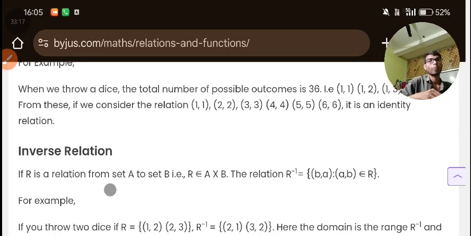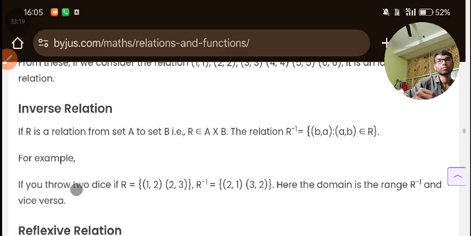What is the inverse relation? If R is a relation from set A to set B, R belongs to A cross B, the relation R inverse would be what? (B, A). So just the reverse of (A, B) would be (B, A), and it belongs to the inverse relation. This is what an inverse relation is.